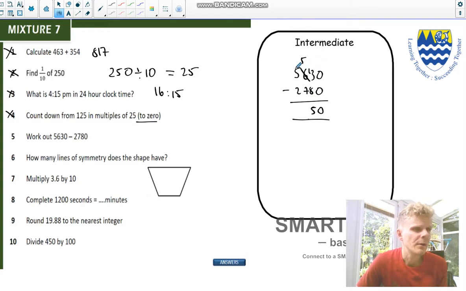5 take away 7 can't do. We'll go into the thousands column and borrow 1,000. Pop it onto here. So now we've got 15 take away 7, or 1,500 take away 700, which takes it down to 800. Okay, and finally 4 take away 2 is 2. So we've got 2,850.